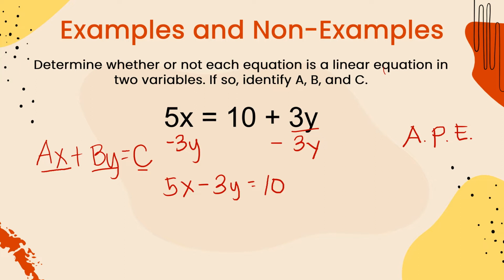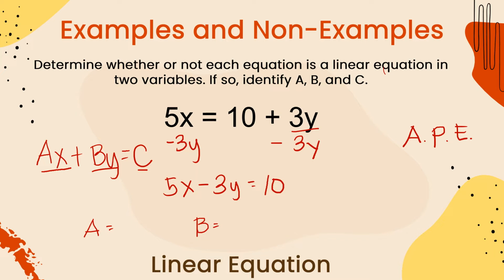Is it a linear equation or not? Yes, that is a linear equation, since it can be written in the standard form of linear equation. And because of that, we are able to determine the values of A, B, and C. So A now is equal to 5, B is equal to negative 3, and then C is equal to 10. So, ganun lang kasimple yan.